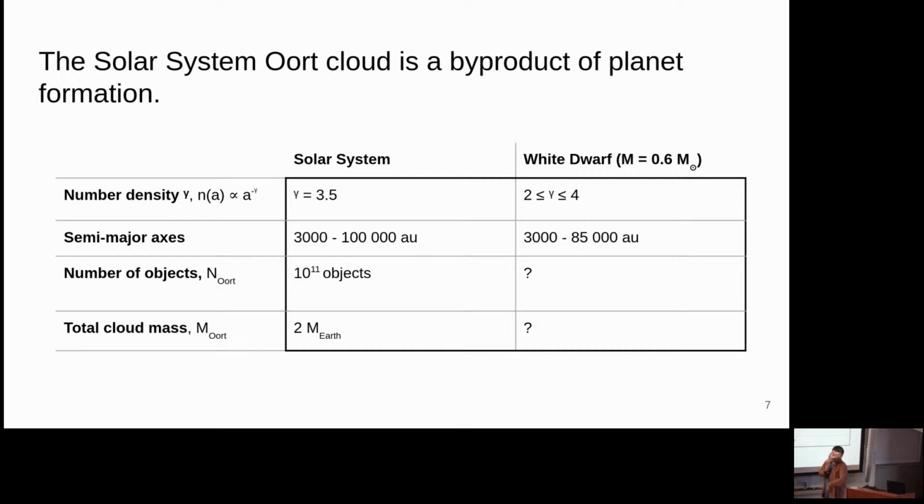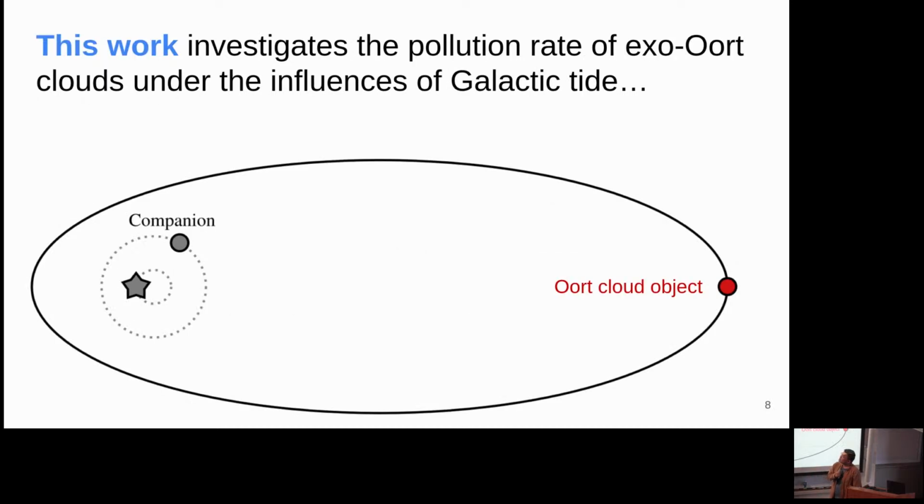But for a white dwarf Oort cloud, I would just keep it as a general range between 2 to 4, just to probe what potentially the different structure can induce different pollution rate, for example. So in this work, we investigated the pollution rate of exo Oort clouds under the influence of galactic tide.